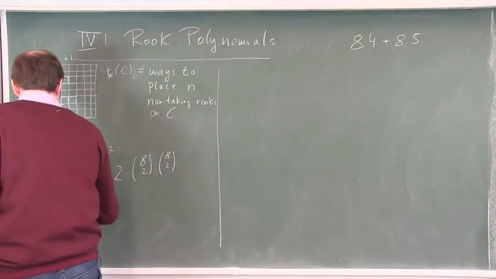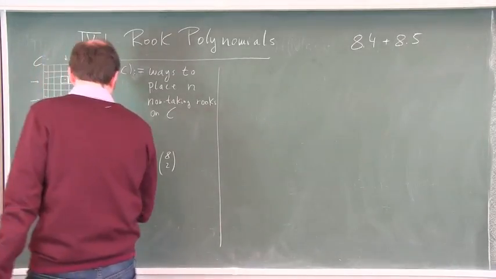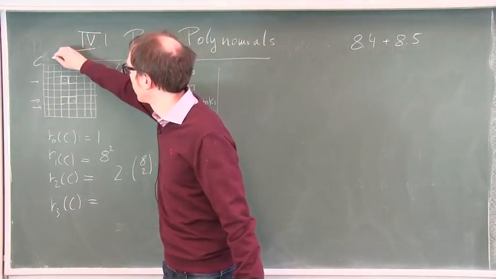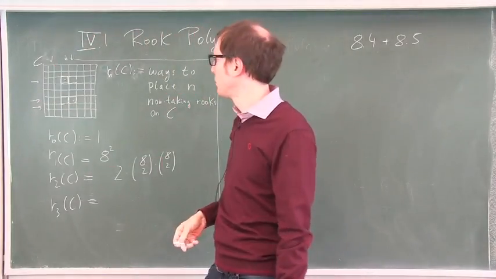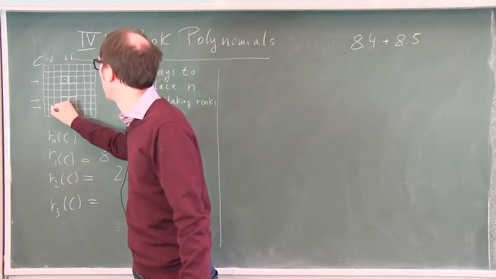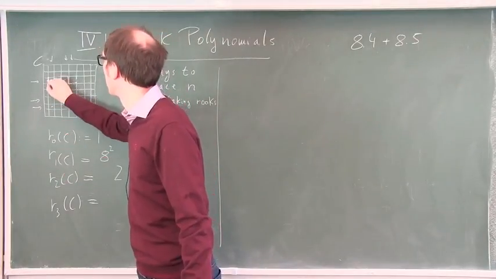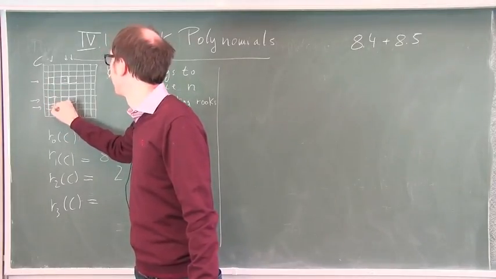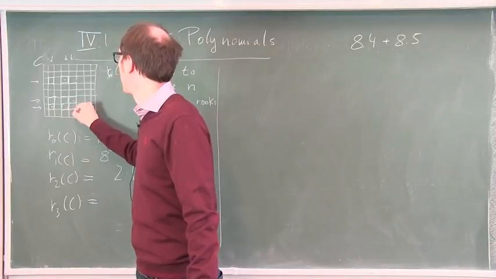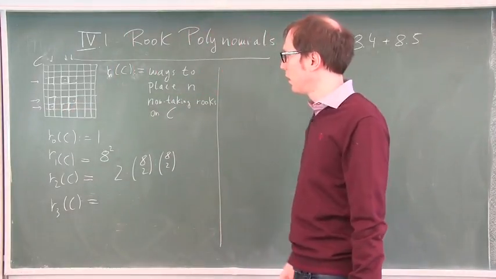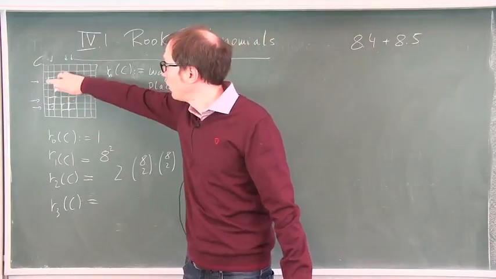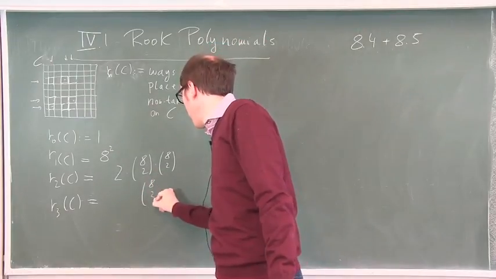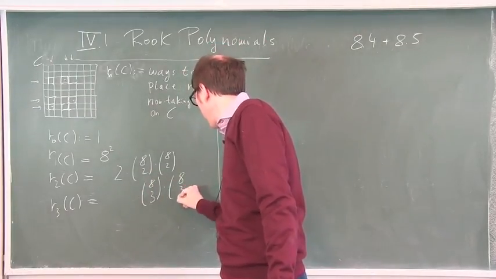Let's do R3 of C to see where this leads us. Now we have to choose 3 rows and 3 columns. As an example, let's take this one here. This singles out all of these fields, so we have now 9 fields. How many ways are there to do this? Well, choose a subset of order 3 from a set of order 8. So this is 8 over 3. Now multiplied with the same thing for the columns, 8 over 3.